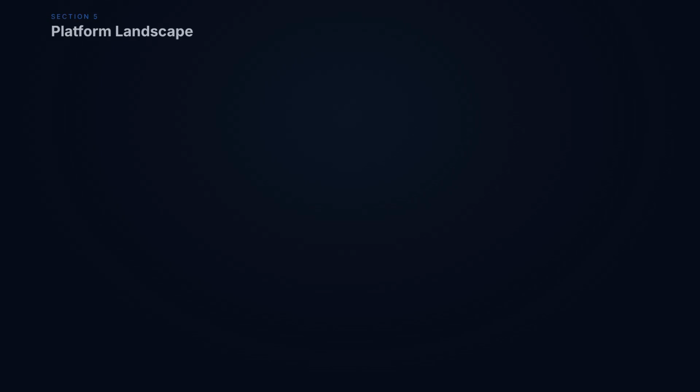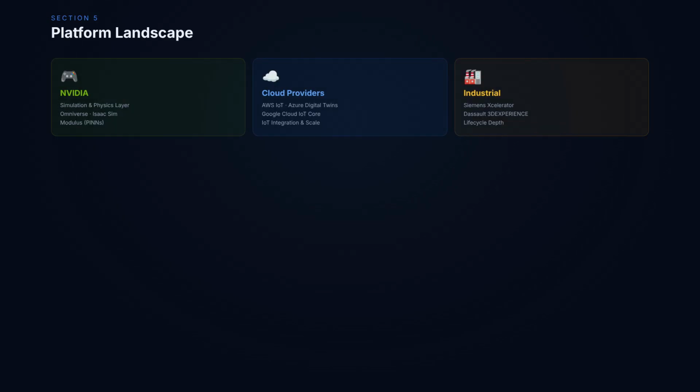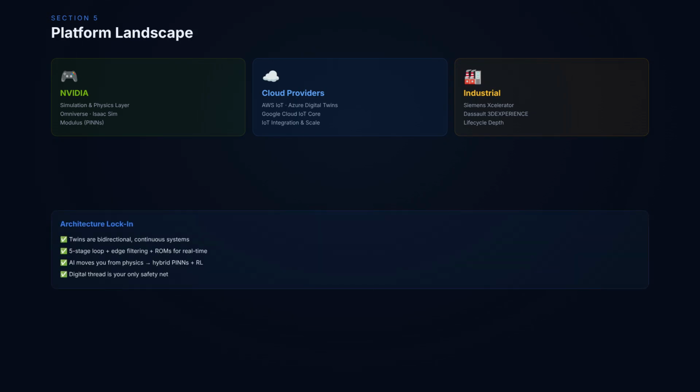The platform landscape is still fragmented. NVIDIA owns the simulation and physics layer. Cloud providers handle the IoT integration and scale. Industrial giants like Siemens and Dassault own the lifecycle depth. You pick your stack based on your fidelity needs.